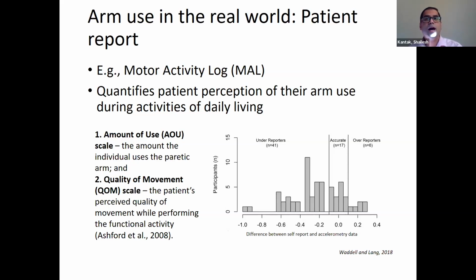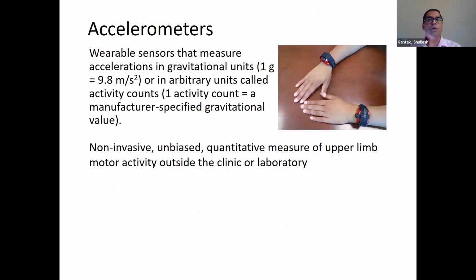The second measure that is thought to be the gold standard, but we don't know if it is, is the use of accelerometers. Accelerometers are essentially commercially available devices that look like large wristwatches, and they can be worn throughout the day. They measure acceleration in either gravitational units or activity counts, which is an arbitrary unit that the manufacturer has specified. These data can really quantify how the two arms are engaged to perform activities when the patients are in their home and communities.